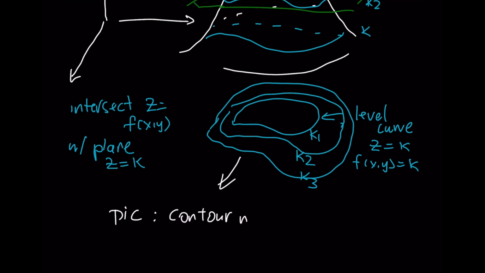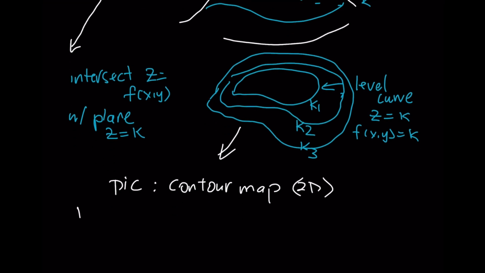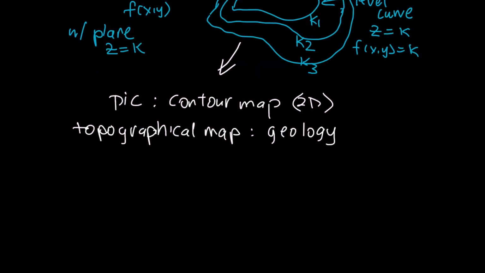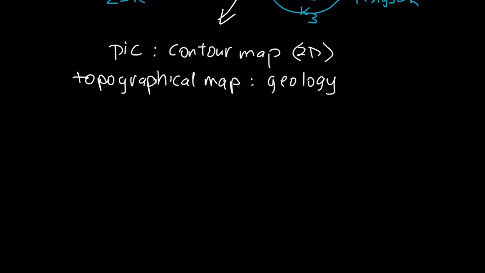A contour map is a 2D picture that contains all of the level curves. You've typically seen this as what's called a topographical map in geology. This is where they like to use a 2D picture to try to show you different heights. The value that you see for each one of those level curves indicates how high the mountain or valley is. Now, I want to give you an example of this. So let's talk about the function f of x and y is y over x squared plus y squared. I want to talk about level curves.